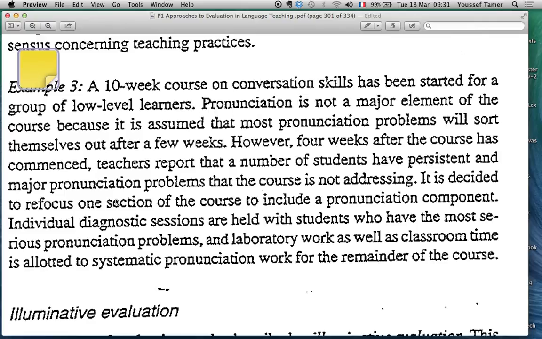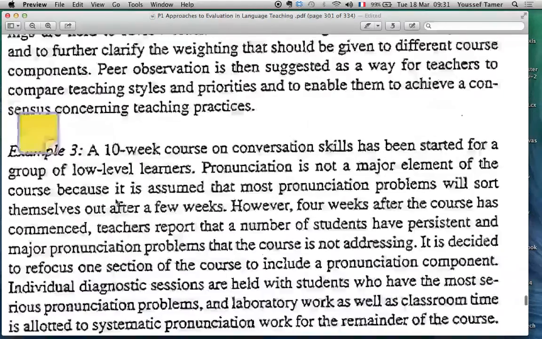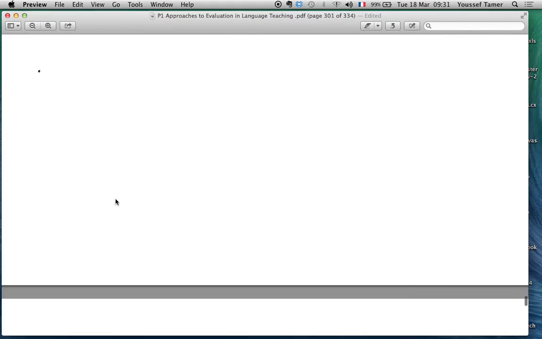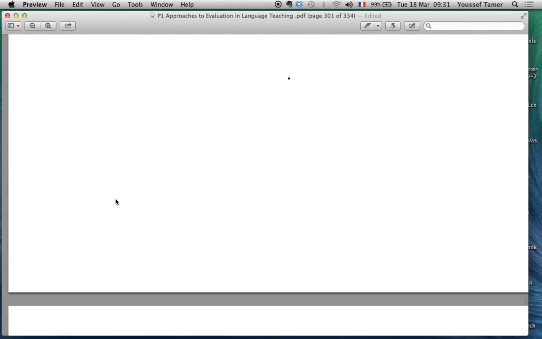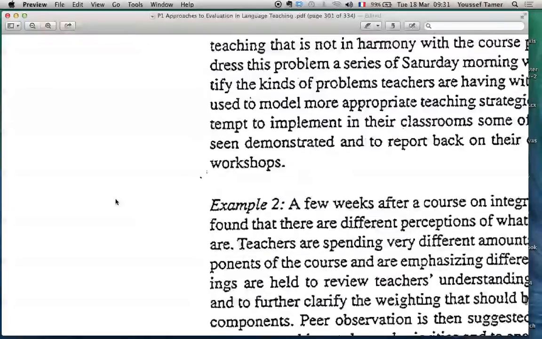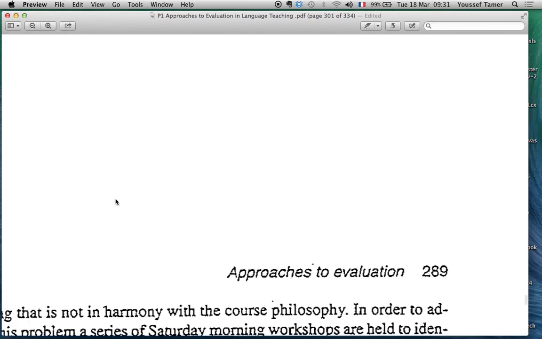Okay? So let's see this example of somebody doing this kind of evaluation. So take some time to read it, okay? Example 3 here. If you have the chapter by your side, you can read example 3. Page 289.